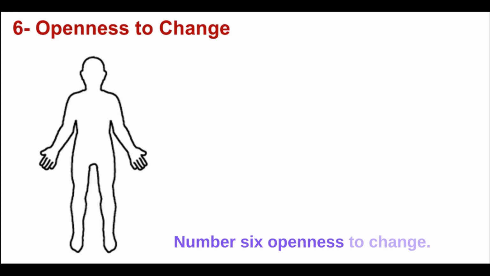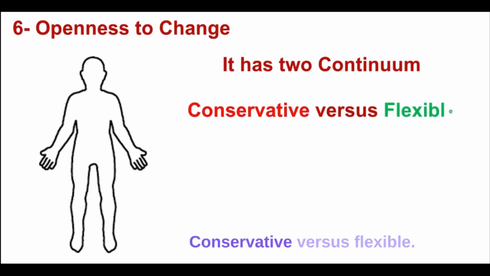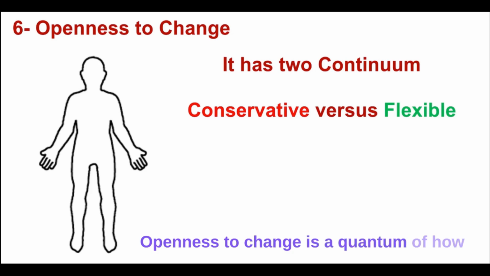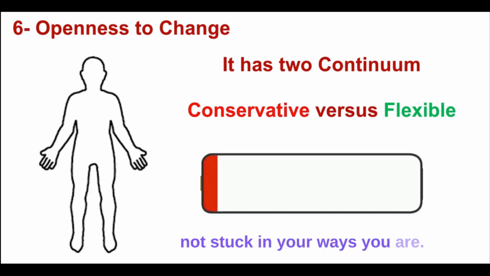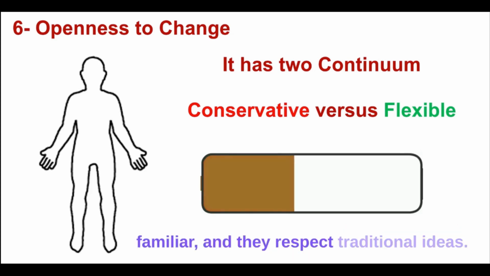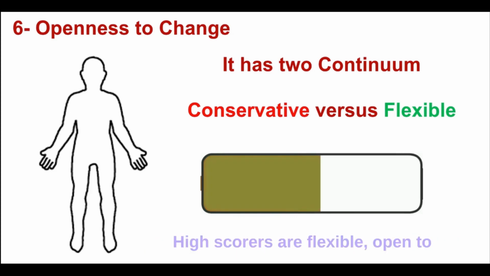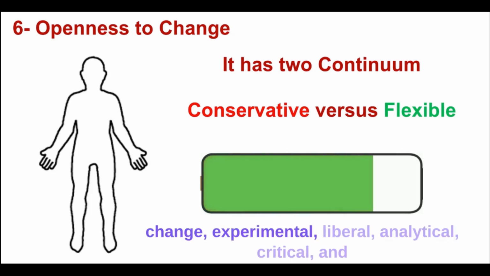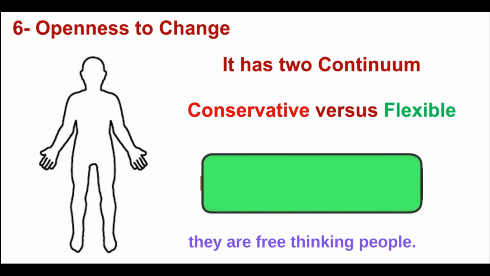Number 6, openness to change. Conservative versus flexible. Openness to change is a measure of how not stuck in your ways you are. Low scorers are conservative, traditional, attached to the familiar, and they respect traditional ideas. High scorers are flexible, open to change, experimental, liberal, analytical, critical, and free-thinking people.